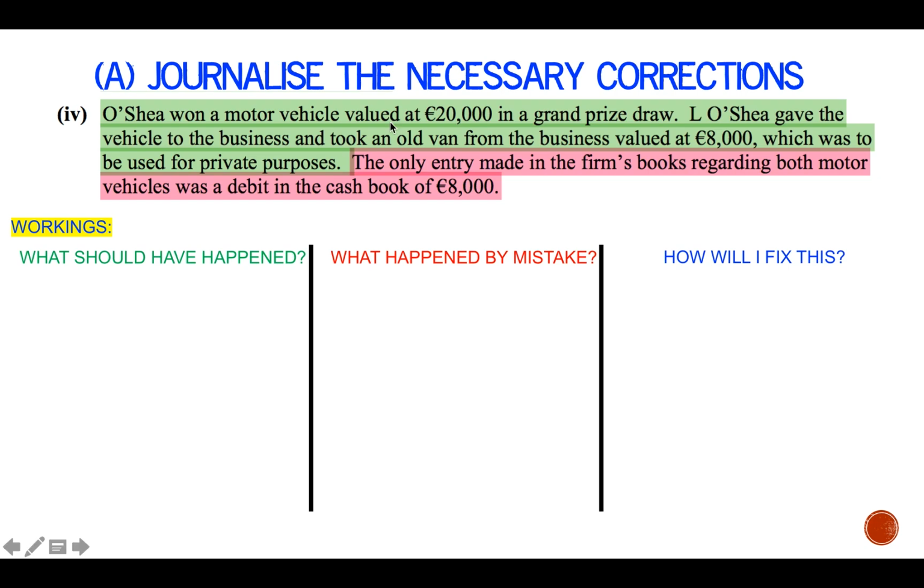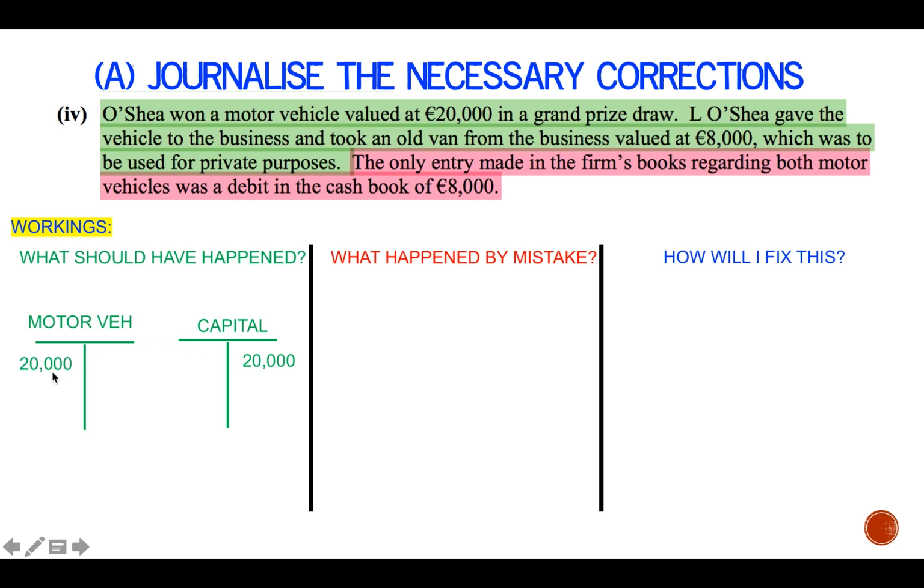Okay, so what happened by mistake was that the only entry made in the firm's books regarding both motor vehicles was a debit in the cash book of €8,000, so completely wrong. All right, so what should have happened? Well, O'Shea gave a motor vehicle to the business. So what we need to do is capital €20,000, and then motor vehicle €20,000.